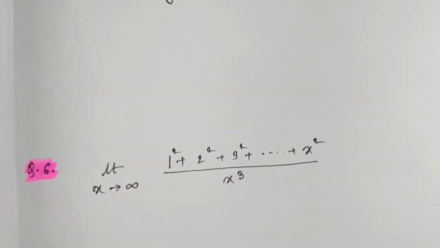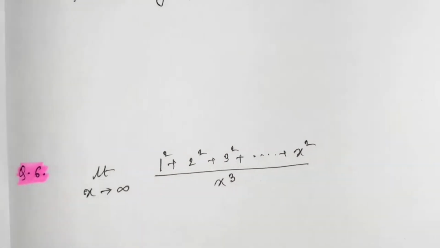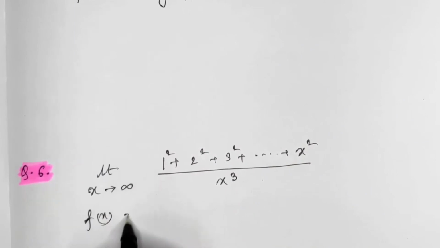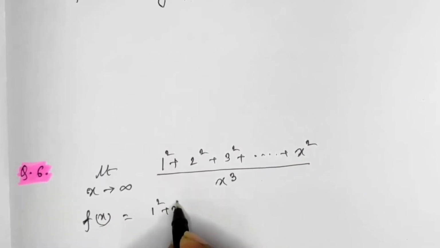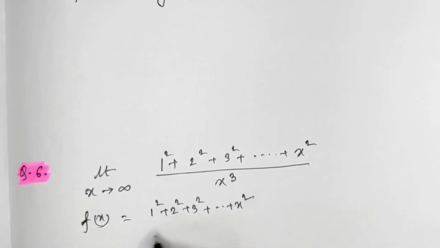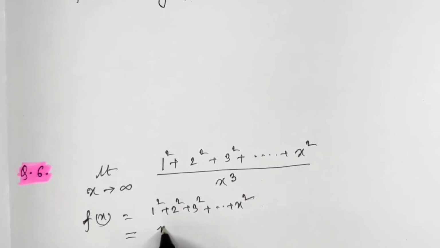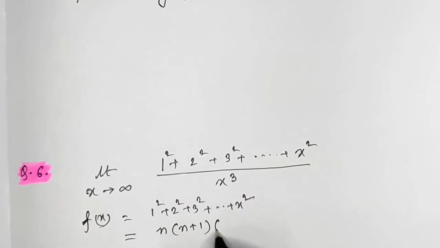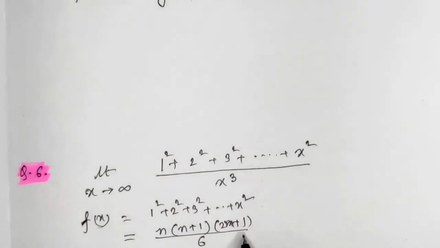Similarly, let us consider one more example. Here f(x) is equal to 1 square plus 2 square plus 3 square, and in this way up to x square. That is nothing but the sum of the squares of the natural numbers. We know its formula: n into (n plus 1) into (2n plus 1) by 6. I hope all of you can remember this. Here I have written n, but as it is in terms of x, instead of n we should write x.